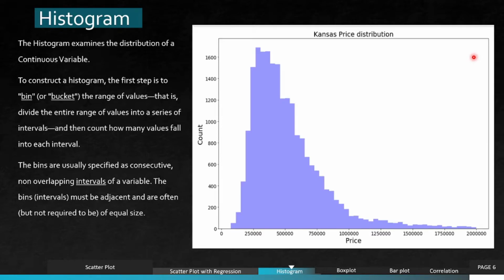The bins are usually specified as consecutive, non-overlapping intervals of a variable. The bins must be adjacent and are often but not required to be of equal size. So this is a histogram.